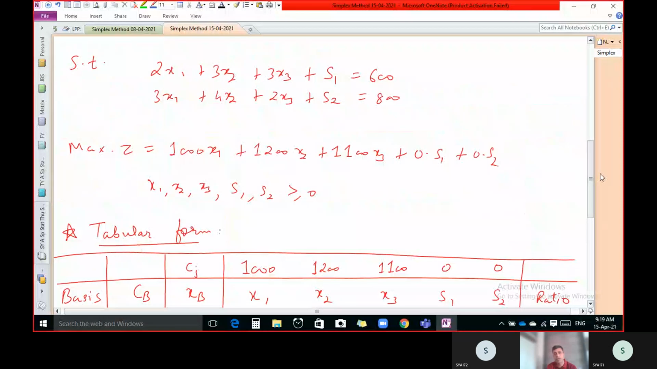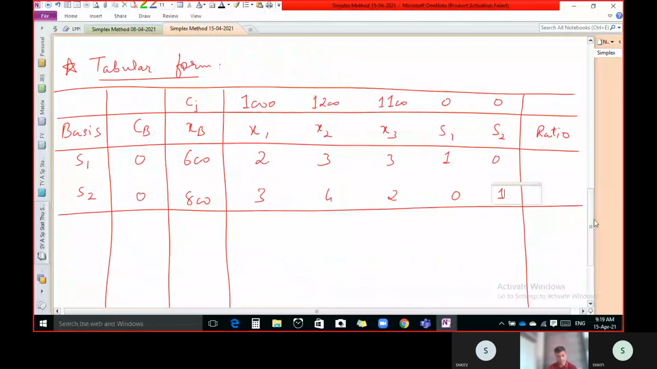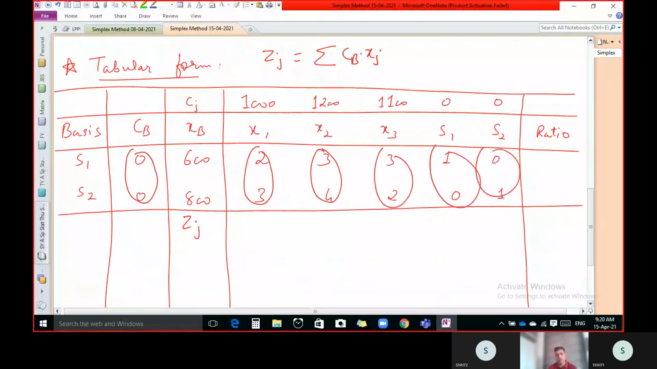Then our next step is to calculate the value of Zj. How to calculate Zj? There is one formula. Zj equals the summation of CB into Xj. CB means this, and Xj, so either you can take this, or you can take this, or this, or this. So if you want to calculate this value, you have to use this one. If I want to calculate this value, I have to use this one. But this CB is fixed for all. CB is fixed for all.